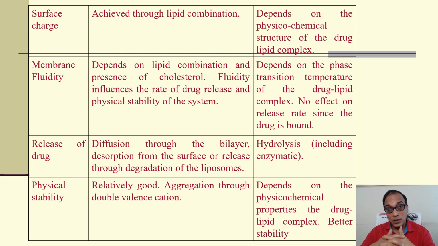If you take the physical stability parameter, it is relatively good in liposomes, though aggregation through double valence cations may occur, while in case of phytosomes or pharmacosomes, it depends on the physicochemical properties like drug lipid complexes. Overall, it has better stability than the liposomes.